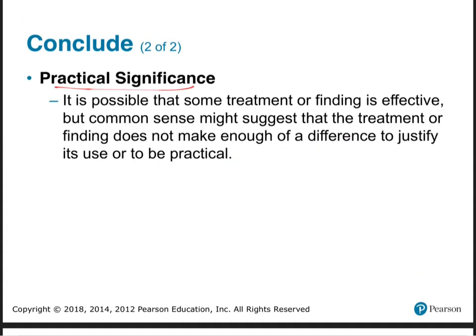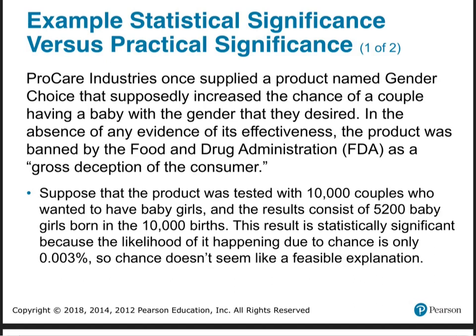So practical significance, that's another issue. There's statistical significance, less than a 5% chance of luck. And then there's practical, like what does it mean? Let's look at an example. They have a very good one right here. All right, so ProCare Industries once supplied a product named Gender Choice. This is real life information. Gender Choice supposedly increased the chance of a couple having a baby with the gender that they desired. In the absence of any evidence of its effectiveness, the product was banned by the FDA as a gross deception of the consumer. That's what the FDA is all about, statistics and whether things are really working or not.